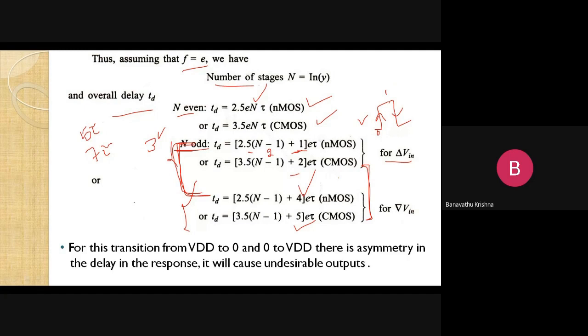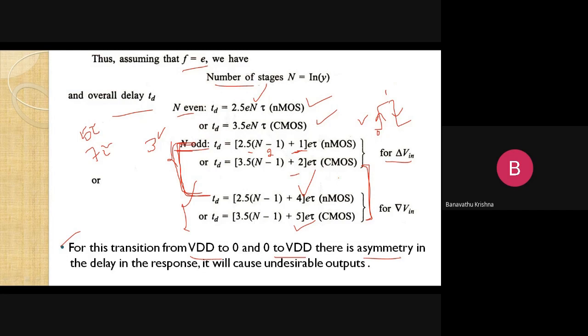But here, let us see: for the even case it is 2.5 e n tau, and for the odd case it is 2.5 (n minus 1) plus 1 of e tau. So there is some asymmetrical output response across this, that is, when inverters are connected in a cascade as drivers. The point here is that in the transition from VDD to 0 and 0 to VDD, there is an asymmetry in the response.